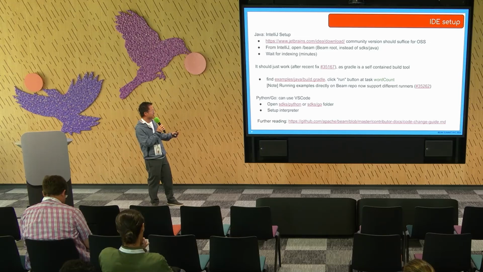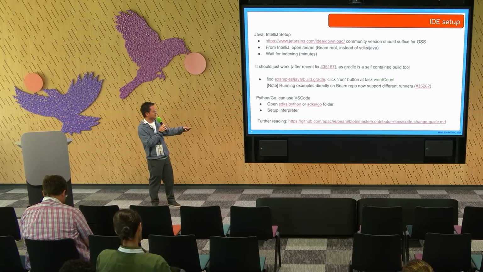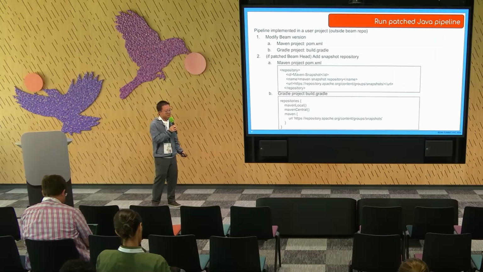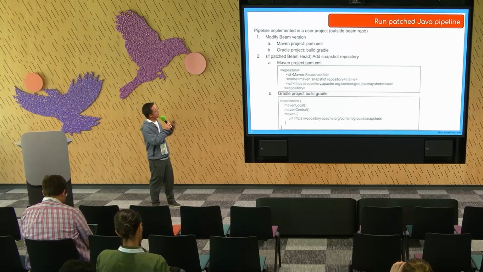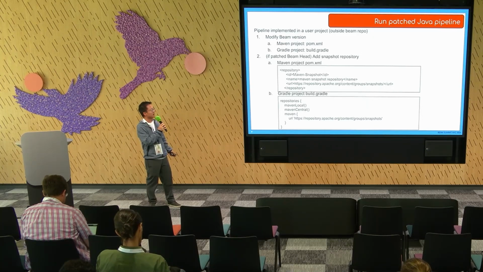All of this setup is based on documentation that lives in the Apache Beam GitHub repo. It's called code change. You can just check it out. It has detailed instructions. So we now have both the IDE and the environment set up, and we are good to run the patched Java pipeline. And then I will talk about running the patched Python pipeline.